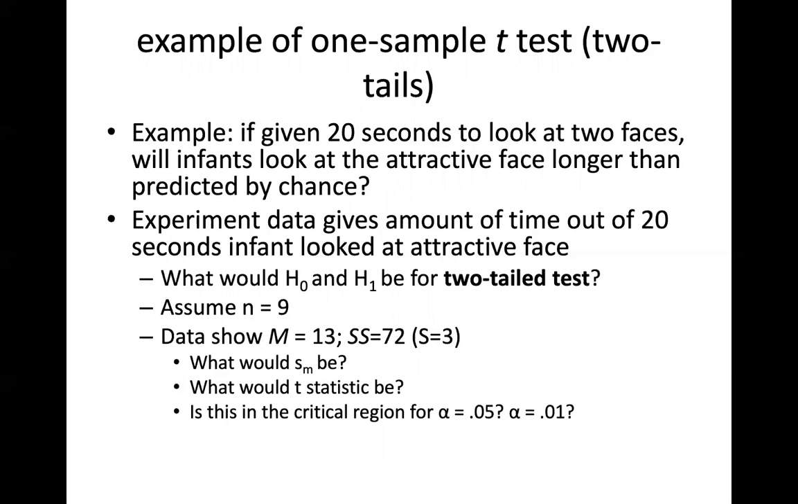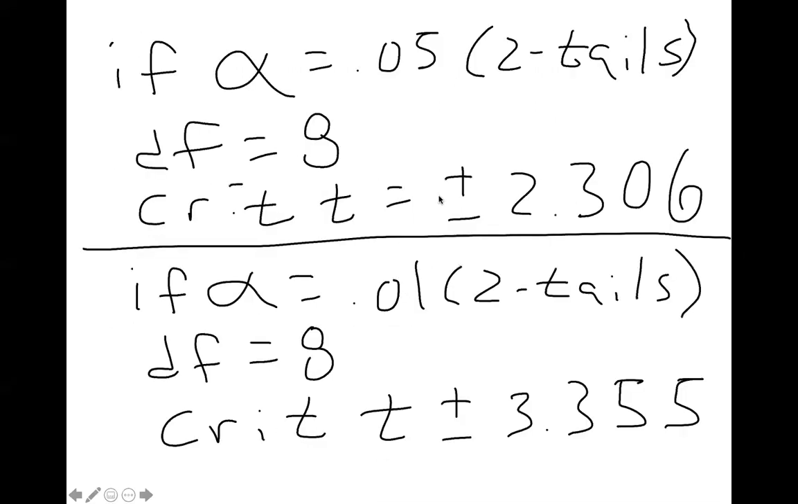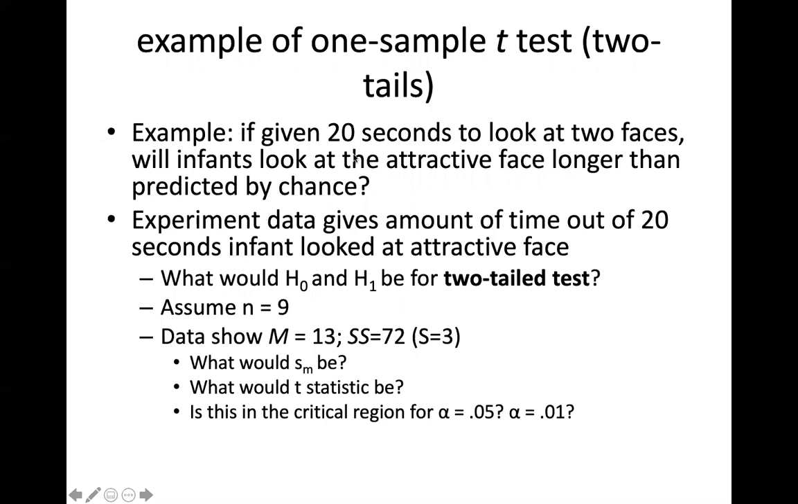Half the screen had an attractive face. On the other half of the screen had an unattractive face. And we were measuring the proportion of the 20 seconds, basically, that each baby was looking at each face. And our null hypothesis for this study, assuming it was a two-tailed test, was mu (in parentheses, attractive) equals 10 seconds.